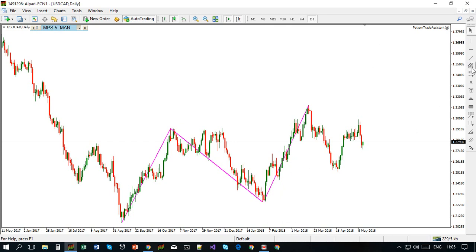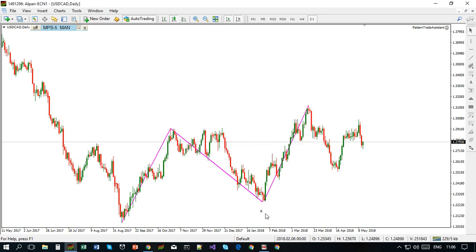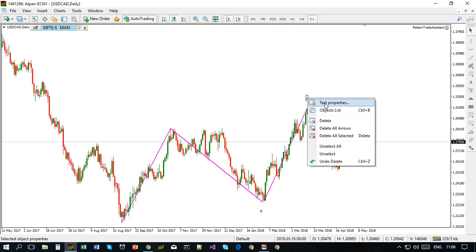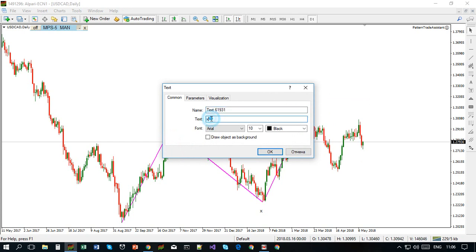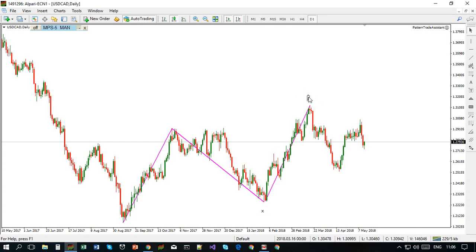After we have an impulse movement, we stretch our fibs. First of all, we should mark that as the X to A movement. Let me type it X. Then let me copy this, place it here, go to text properties and type it A. Perfect, so we have the X to A movement.